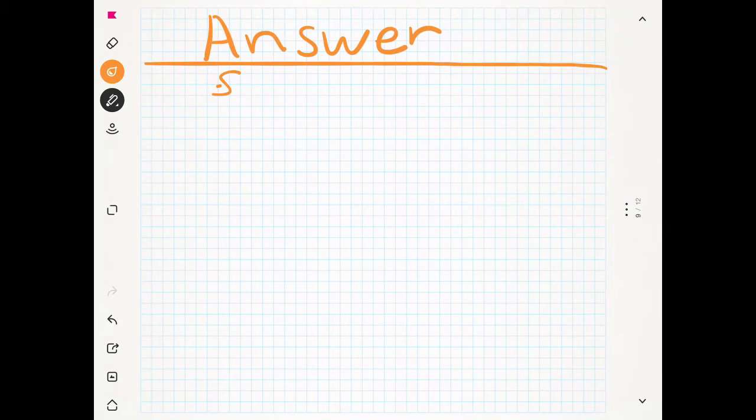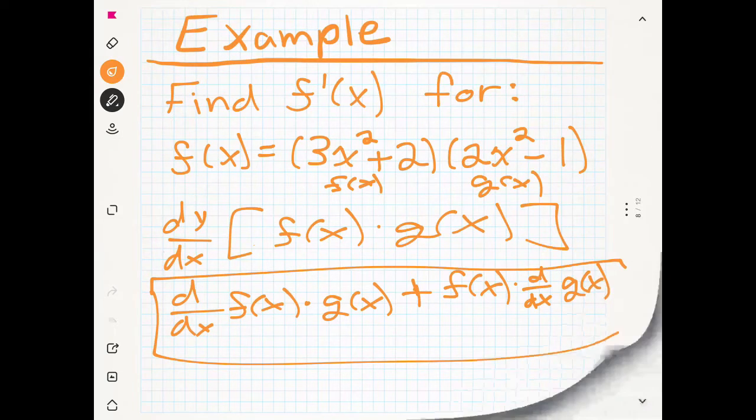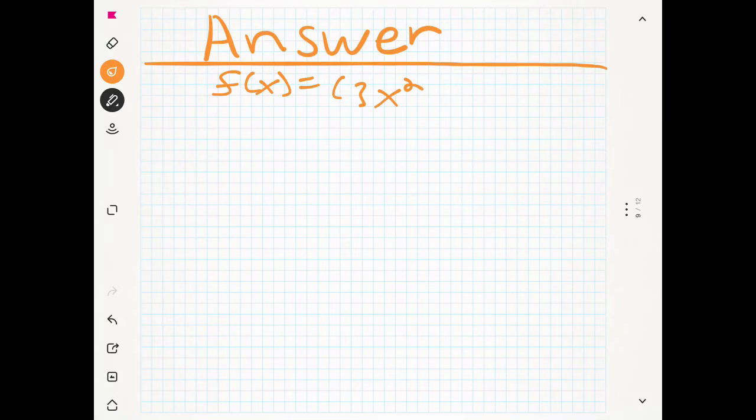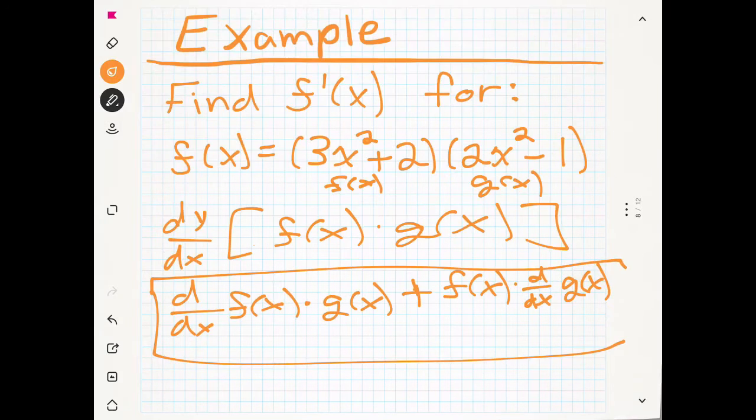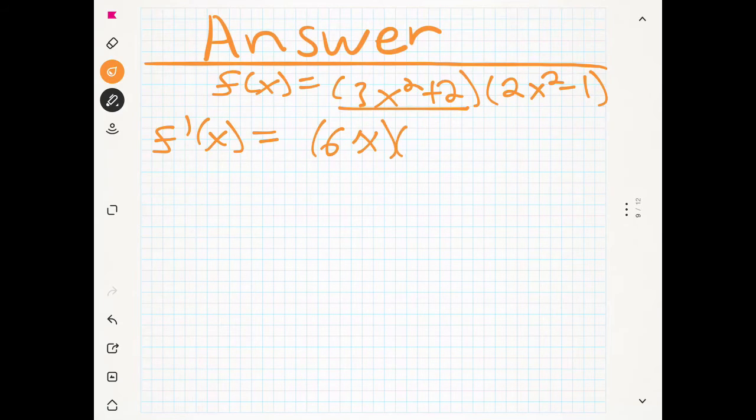Let me just write down quickly the original two functions, 3x squared plus 2 and 2x squared minus 1, all right? So again, following that rule, the derivative of the function is, so this is f of x, right? So first I'm going to differentiate this. If I differentiate this, and remember my differentiation rules, it should give me 6x plus 0, so it's just 6x, multiplied by g of x, which stays the same because it's the original one.